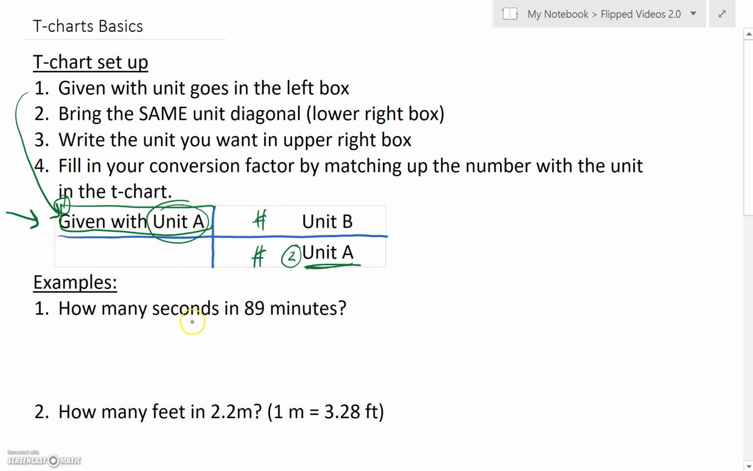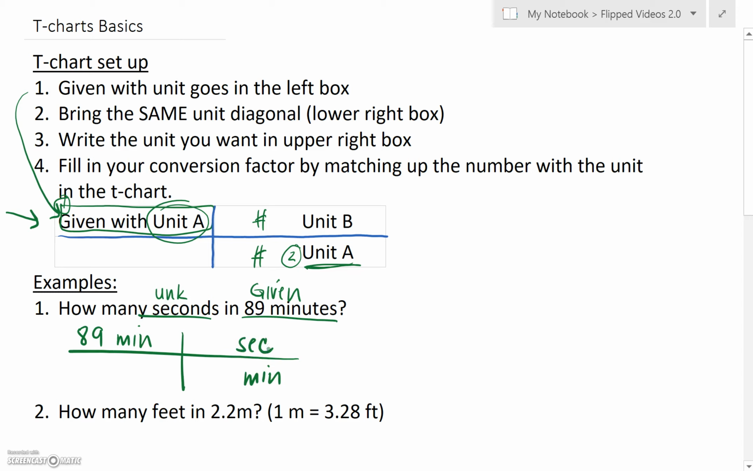So how many seconds are in 89 minutes? This is my given right here, and I'm trying to find out how many seconds, so I'll call this my unknown. So let's start with our T. Then I'll start my given up here, 89 minutes. My unit here is minutes, so I will bring minutes down to the bottom, and my unknown will be seconds, so I'll put seconds up at the top.